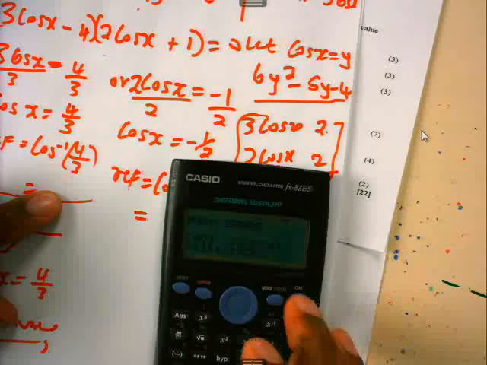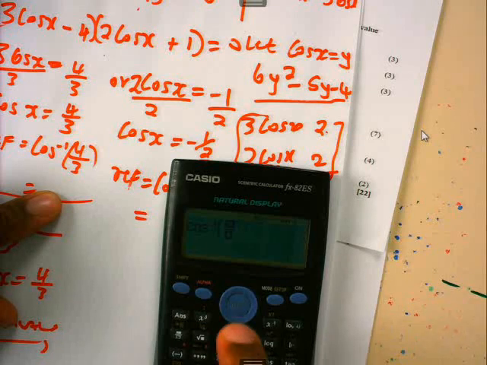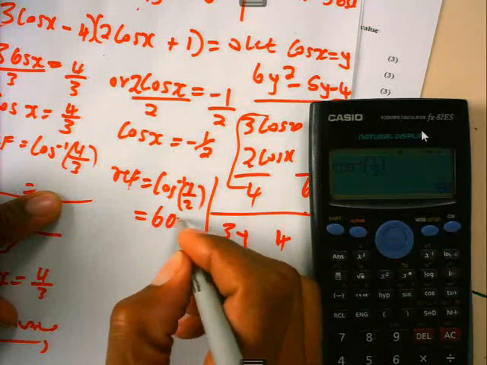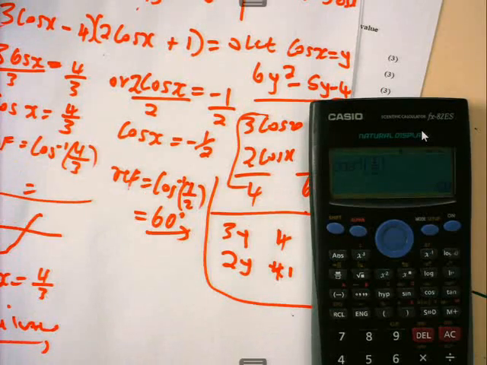Then we can check that one. That is shift, then cos, then 1 divided by 2. I think the answer says 60 degrees. Now we know that the reference angle, the inverse of cos 1 over 2, is 60 degrees. What is the next step now?